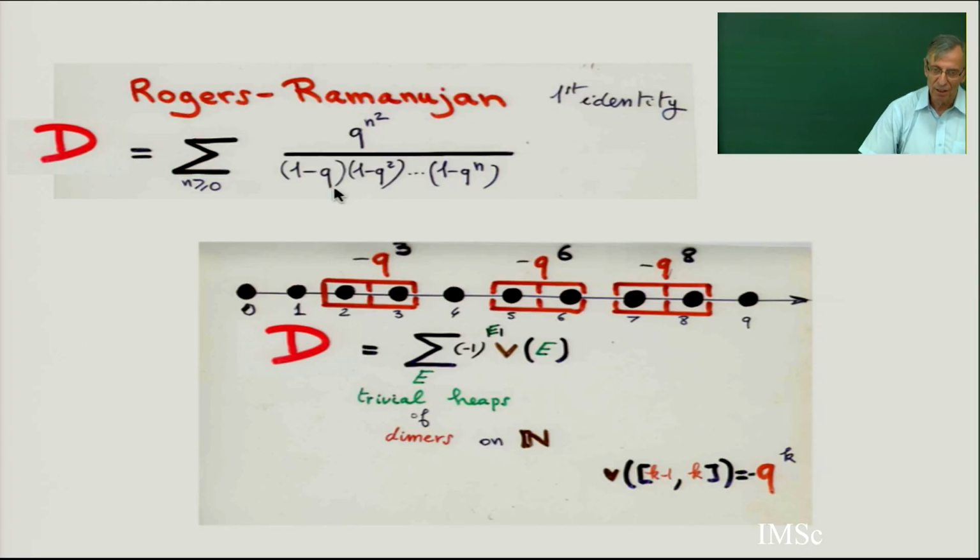Now, the left-hand side of the first Ramanujan identity is exactly the generating function for trivial heaps of dimers. And here I explain why I put a minus. If you put a weight minus q power k for the dimer k minus 1, k, then the alternating generating function, the denominator, of such trivial heaps of dimers is going to be exactly this, because of the minus coming from the alternating generating function, minus 1, and there is a minus 1 for each dimer, so everything is positive here.